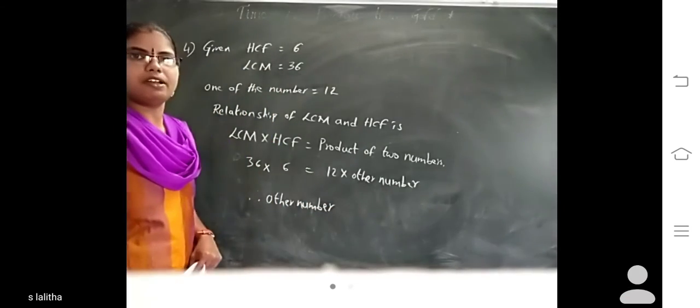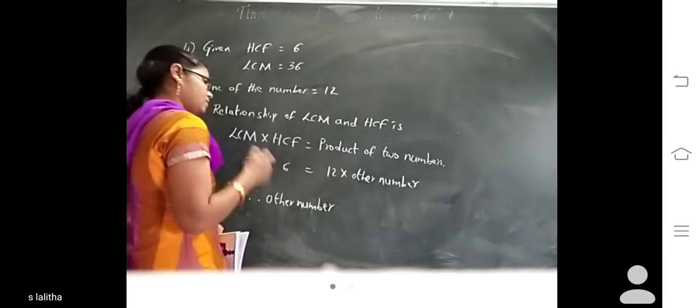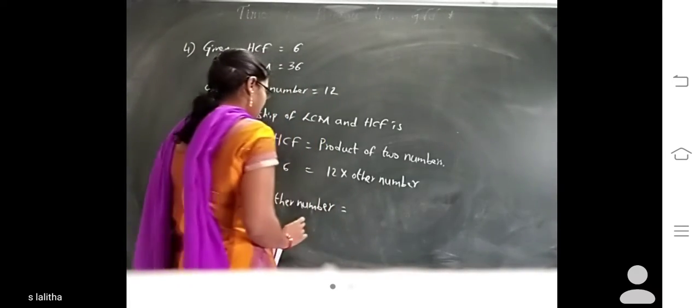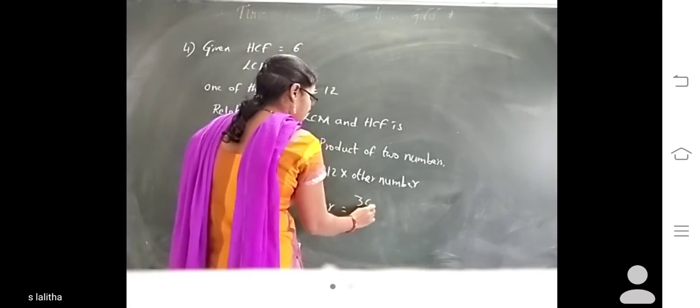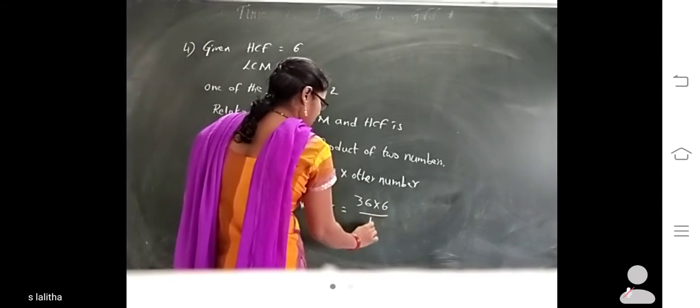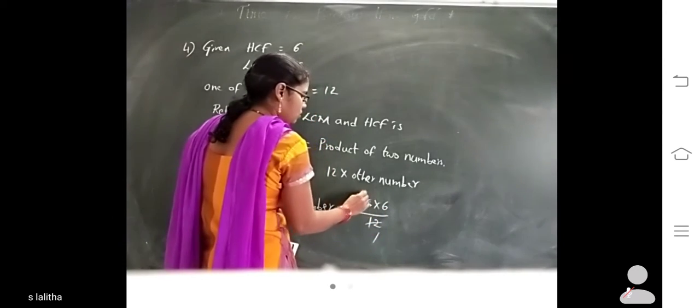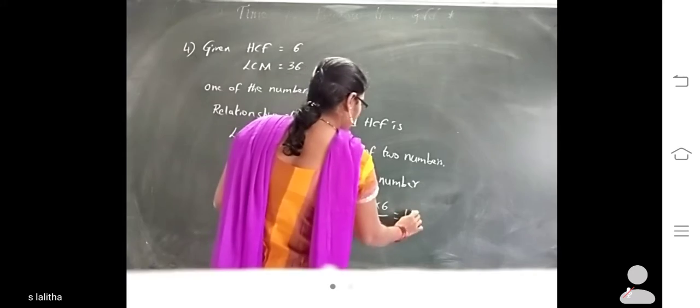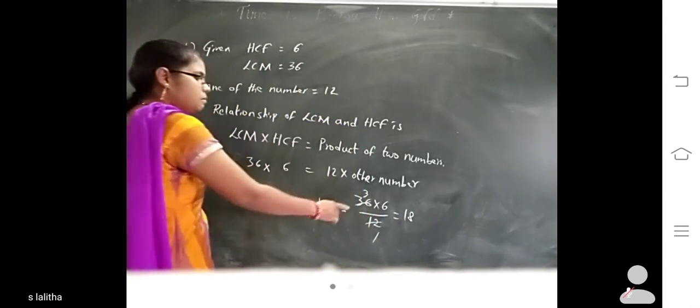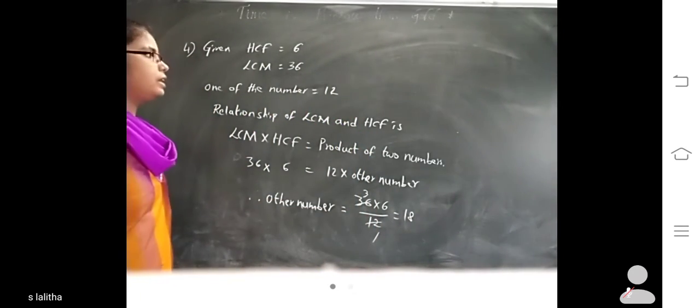So therefore, exercise 3.7 sum 4: other number equal to 36 into 6 by 12. 12 1s are 12, 12 3s are 36. 3 6s are how much? 18. What is the other number? 18. Okay? Right.